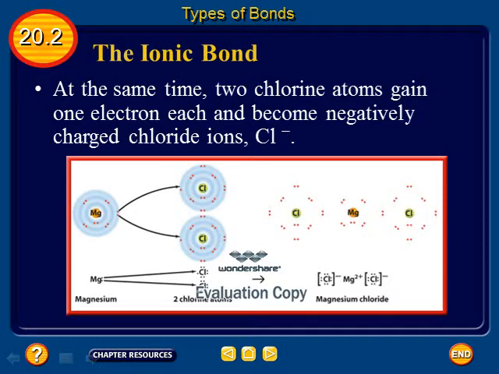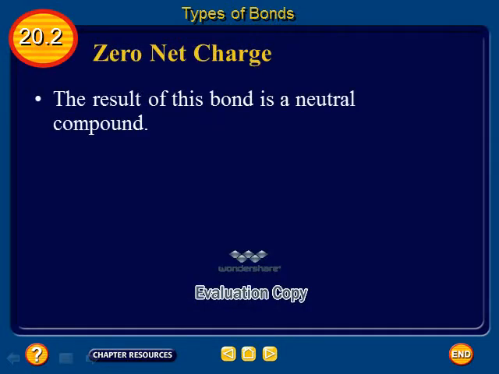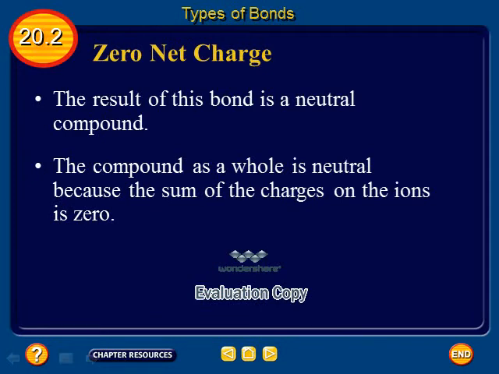Cl-, Mg2+, and Cl-. 2 negatives, 2 positives achieves equilibrium or balance. The result of this bond is a neutral compound. The compound as a whole is neutral because the sum of the charges on the ions is 0.